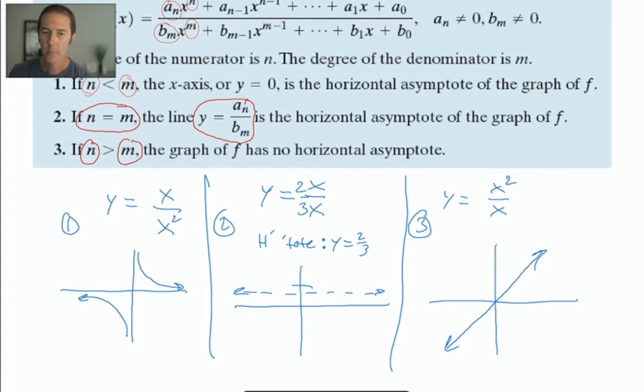So that's how I remember that if the degree of the numerator is larger than the degree of the denominator, then I will not have a horizontal asymptote.